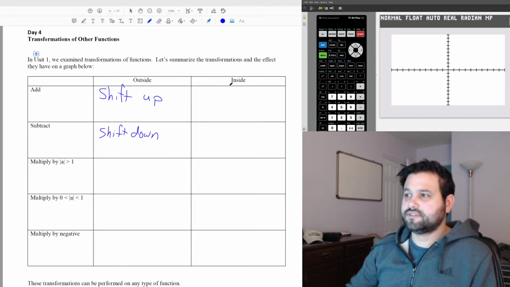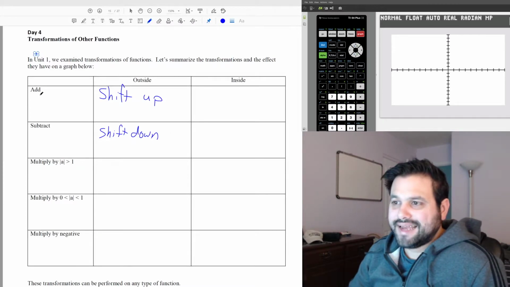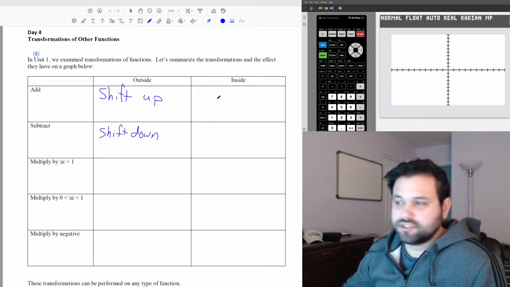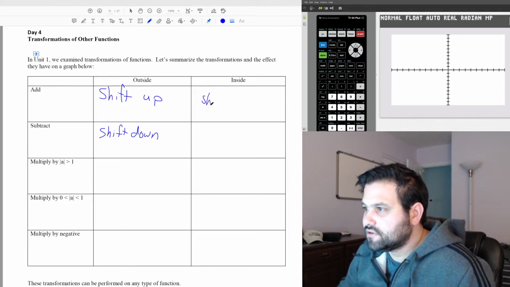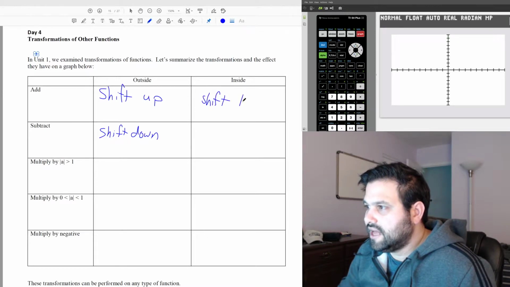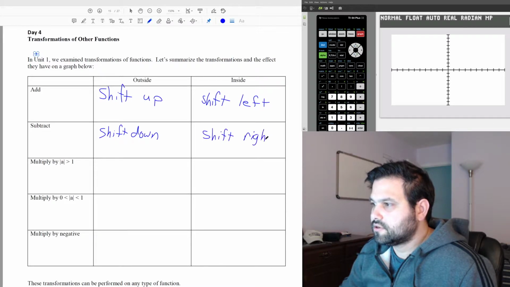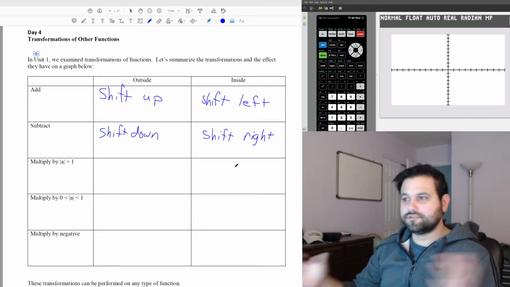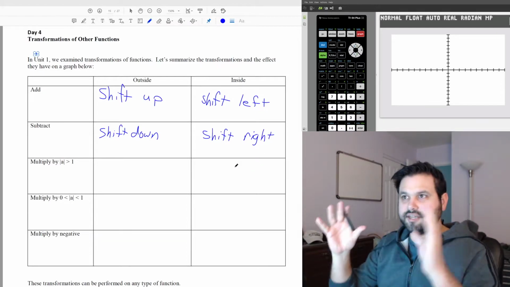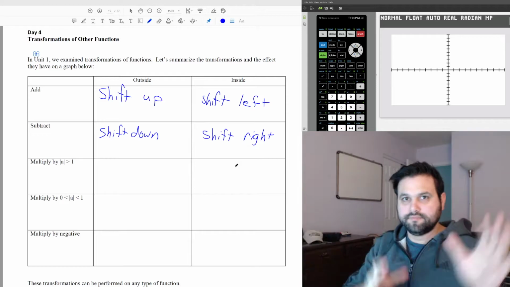Same with the shifts. Let's go inside real quick. So if we add inside the function, that's going to be a shift to the left. And if we subtract inside the function, that's going to be a shift to the right. Okay, so shift up, down, left, right. That's just moving the whole function.